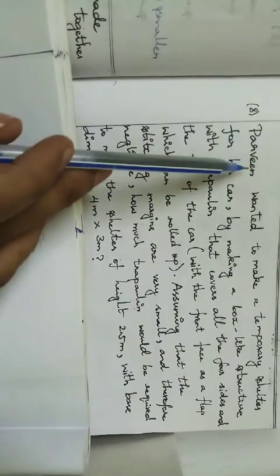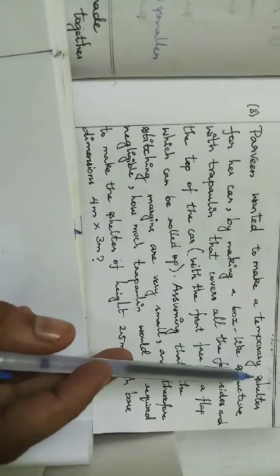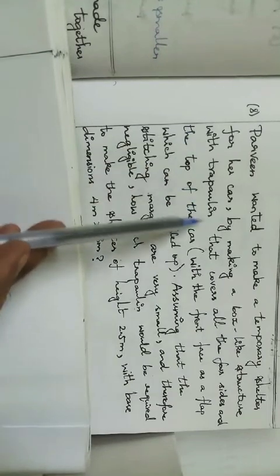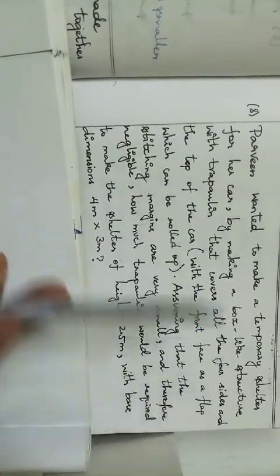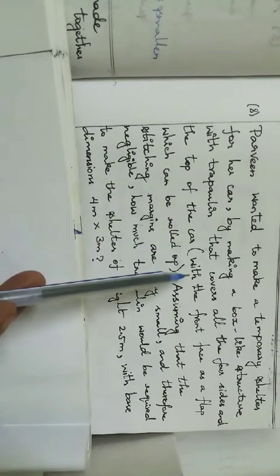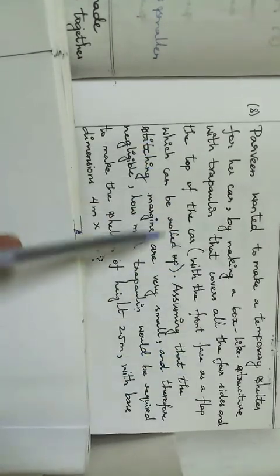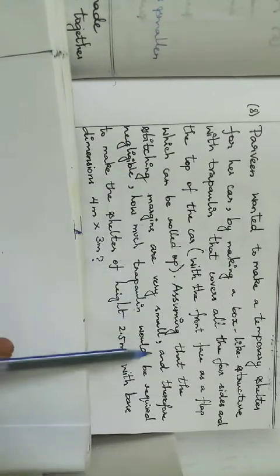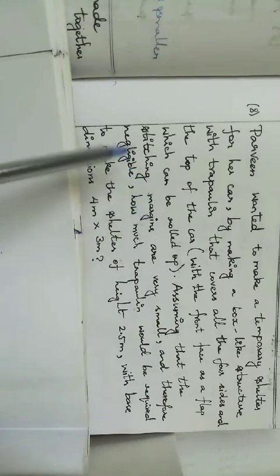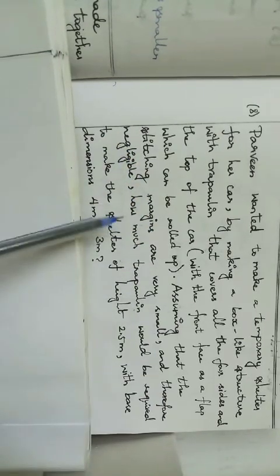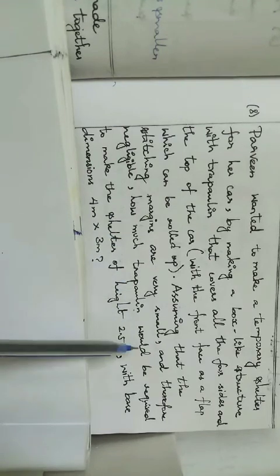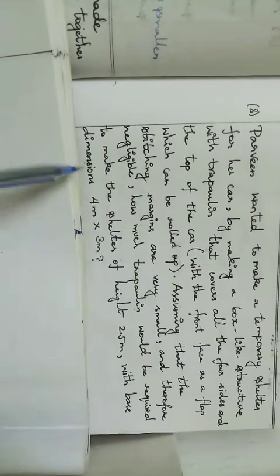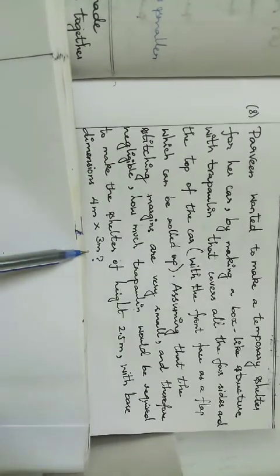Sum number 8. Praveen wanted to make a temporary shelter for her car by making a box-like structure with a tarpaulin that covers all the 4 sides and the top of the car, with the front face as a flap which can be rolled up. Assuming that the stitching margins are very small and therefore negligible. So just leave that, how much they are stitching is not needed. So how much tarpaulin would be required to make the shelter of height 2.5 meter with base dimensions 4 meter into 3 meter? So what are they asking?